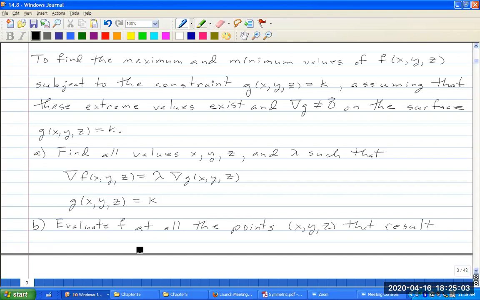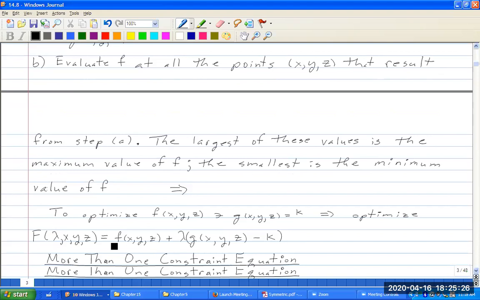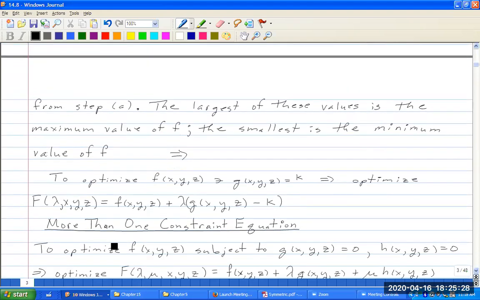Then evaluate f at all points x, y, z that result from step A, finding the critical values of the Lagrange function. The largest of these values is the maximum value of f. The smallest is the minimum of f.